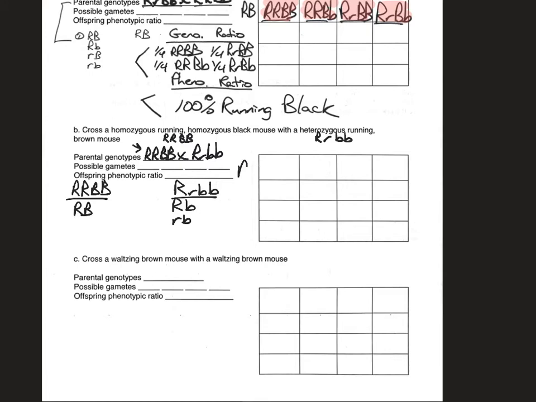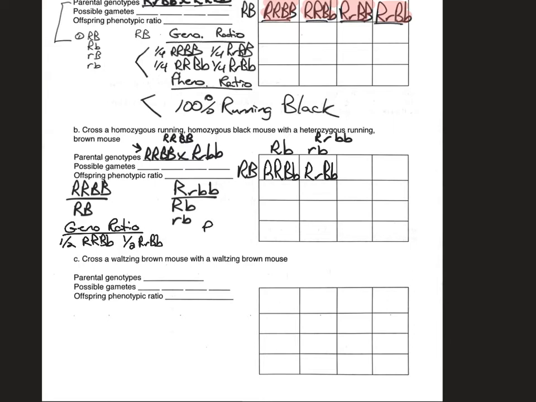So then you'd have this and this. So you'd have possible zygotes of big R, big B, little b, and big R, little r, big B, little b. So 50% of each as far as genotypic ratios go. You'd have 1 out of 2 would be big R, big B, little b, and 1 out of 2 would be big R, little r, big B, little b.